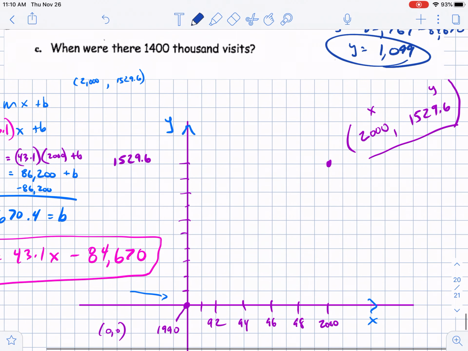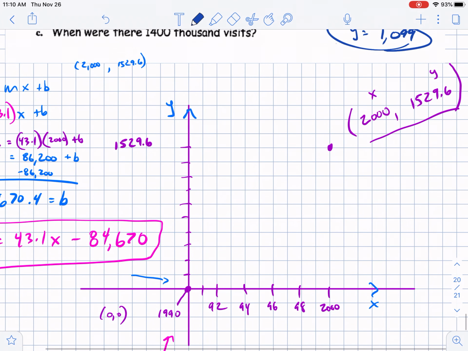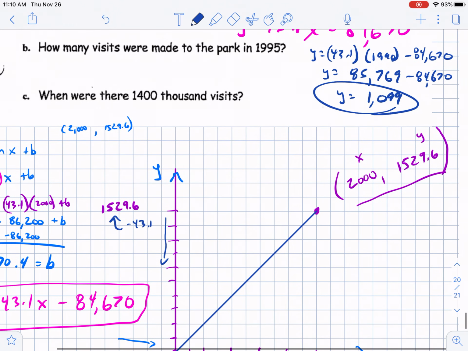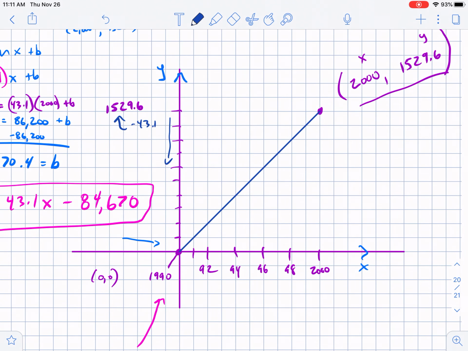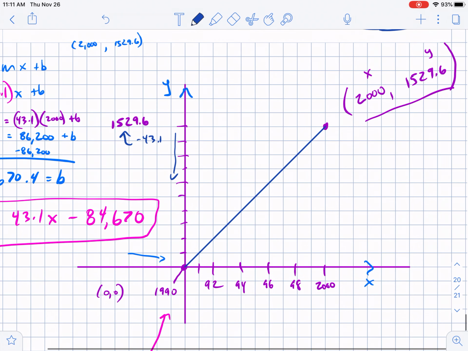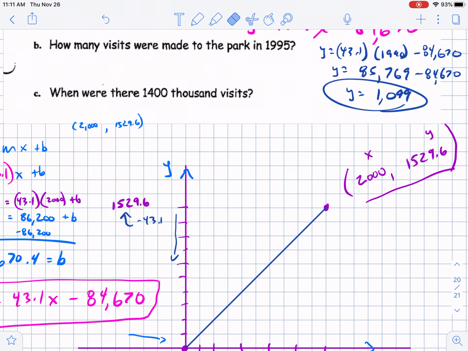But it does make sense, because if you go back to the year 2000, you can draw this line here. Each one of these years is minus 43.1 from that year. And it's actually 10 years down. So if I take 43.1 and I multiply it by 10, it'll be 431. If I subtract that from 1529.6, I'm going to get my y-intercept, which is the number of people that went to the park in 1990. Okay? So, anyway, that's just added information.